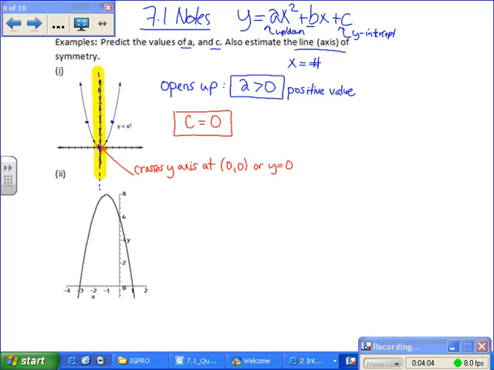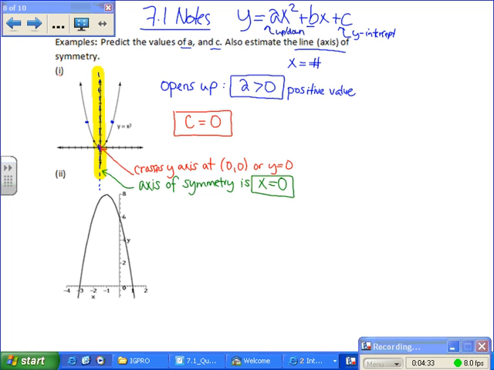So my axis of symmetry, let me use a different color here, is right here. The axis, or the line of symmetry, has the equation x is equal to 0. That's the equation of my line of symmetry. Let's do the next one.